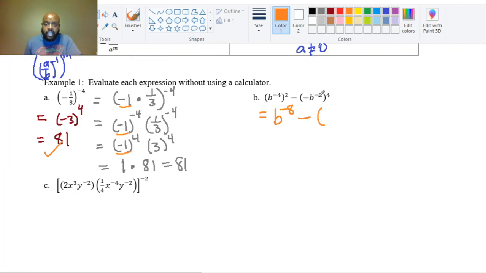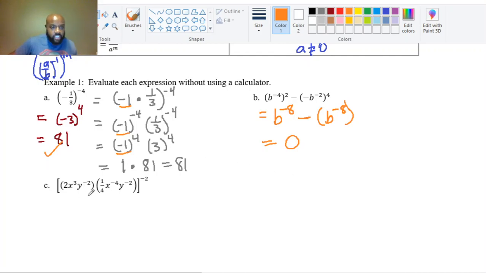I'm going to go to this here. That's b to the -2nd power raised to the 4th power. A power to a power, you multiply your exponents, so that'll be b to the negative 8. Okay, so I get b to the negative 8 minus b to the negative 8. We get 0 there. All right, let's go to part C here.